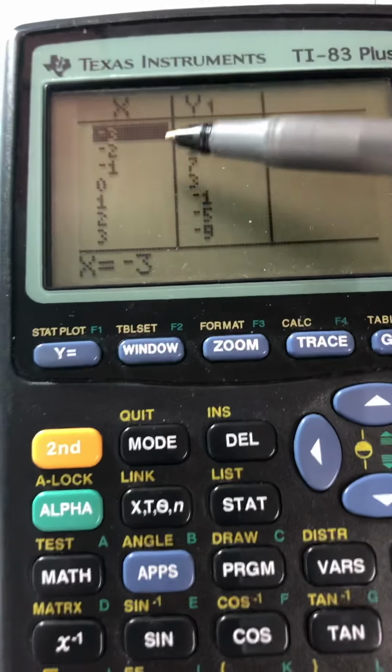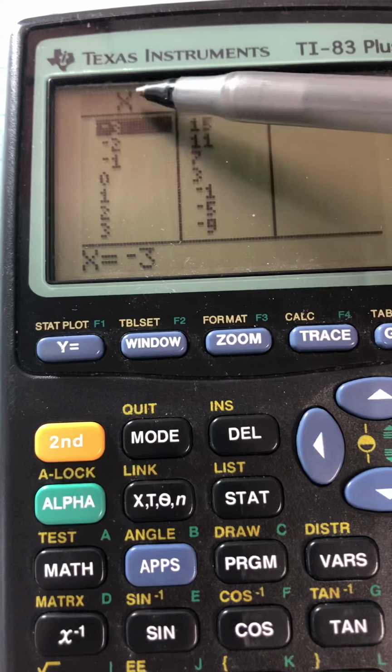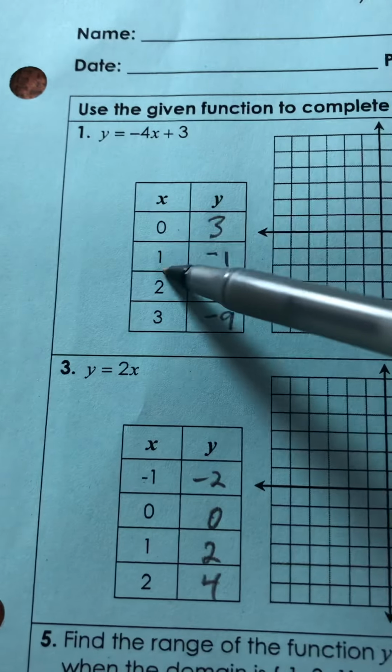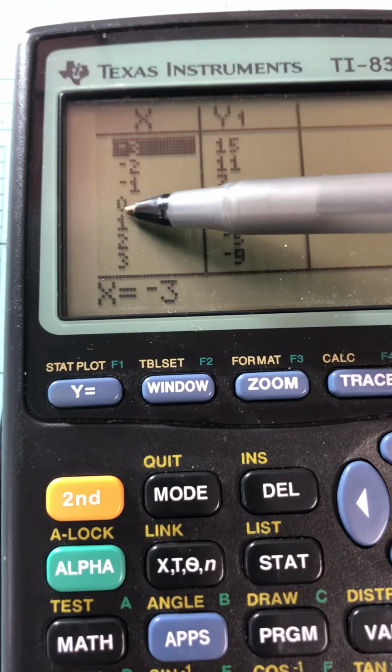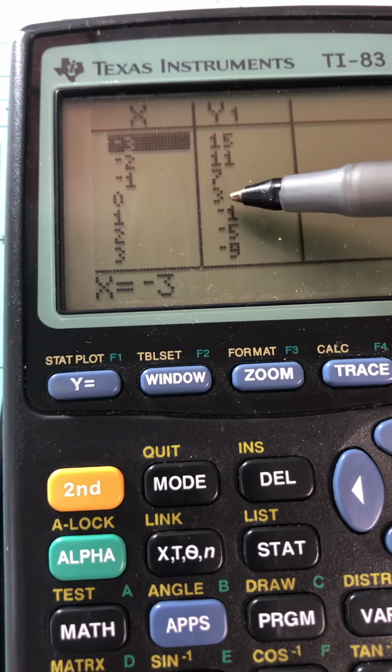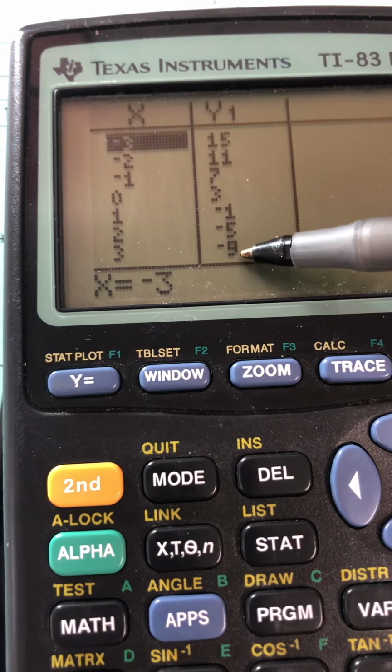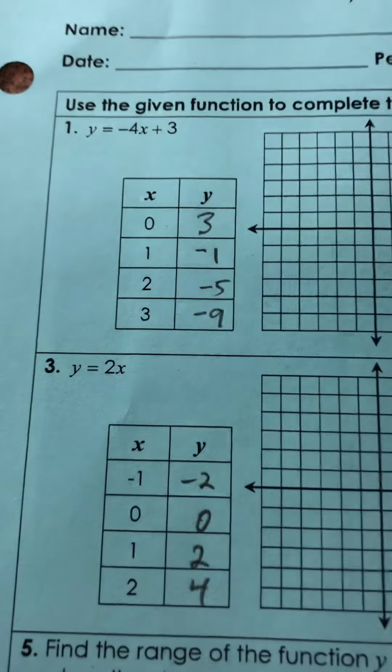there's the table. Now, it gives you a bunch of numbers I don't need. I'm looking for x values of 0, 1, 2, 3. X values 0, 1, 2, 3, right? So if x is 0, 1, 2, 3, then y is going to be, in order, 3, negative 1, negative 5, and negative 9, and I just fit those in there.